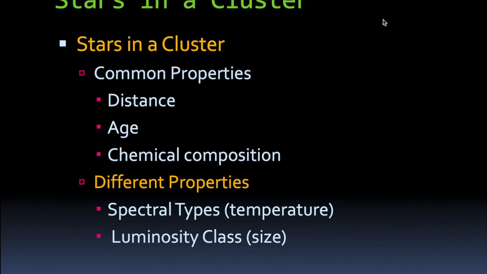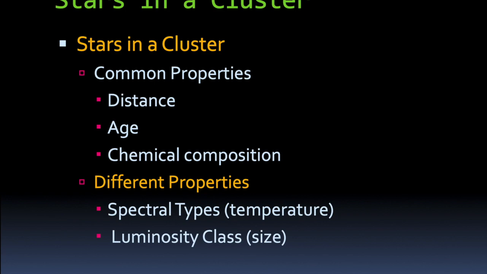All right. Now, we did talk last time about some common properties of stars in a cluster. Last time we were trying to find distances, so the most important thing to us was that stars in a cluster are about the same distance away. But this time we're trying to also find their ages. So we're going to review these again.